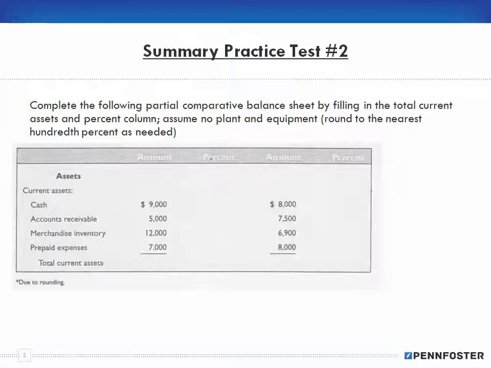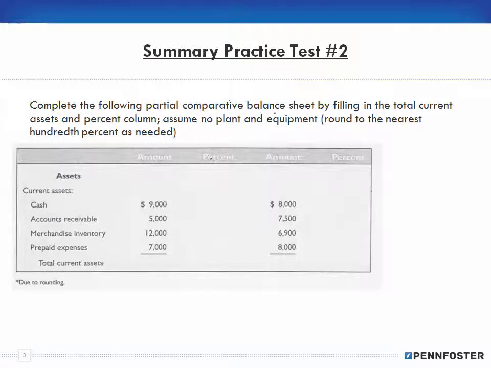It says here, complete the following partial comparative balance sheet by filling in the total current assets and percent column. Assume no plant and equipment. We're going to round to the nearest hundredth of a percent.